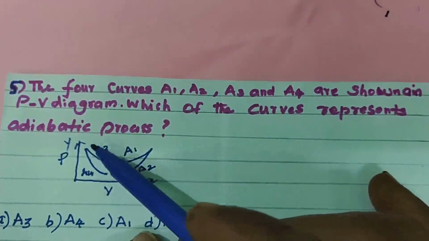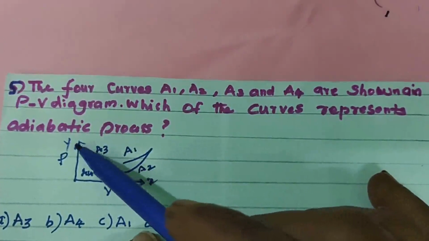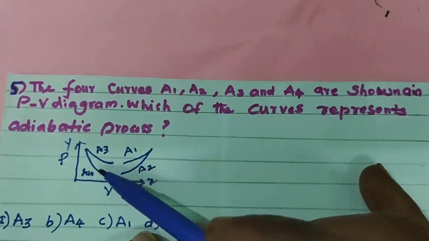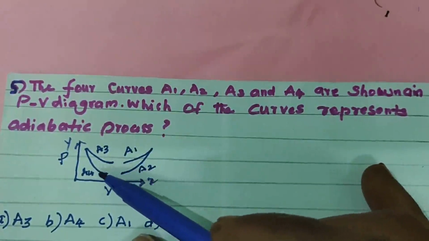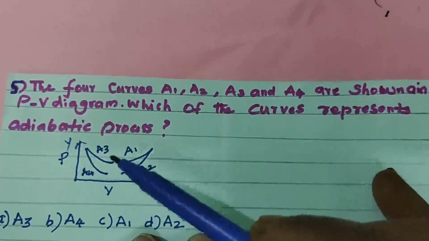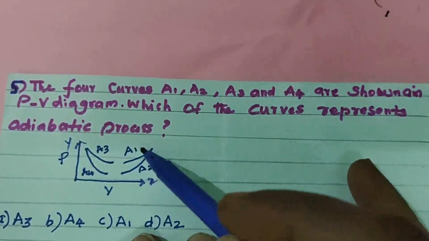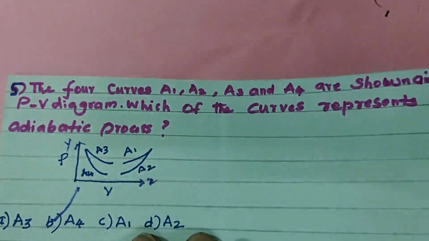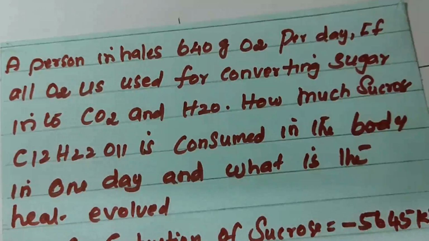The A3 curve approaches the Y axis on one side, but it does not closely approach the X axis. But the A4 curve highly approaches both the Y axis and X axis. So the correct answer is A4. Move to the next problem.